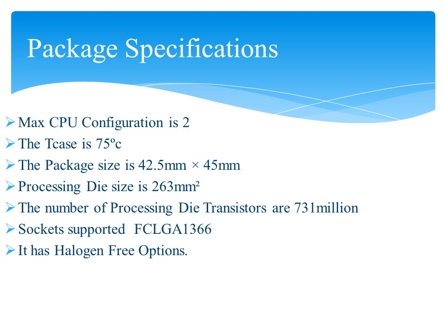Package specifications. Maximum CPU configuration is 2. TCase is 75 degrees Celsius. The package size is 42.5 millimeters by 45 millimeters. Processing die size is 263 square millimeters. The number of processing die transistors is 731 million.